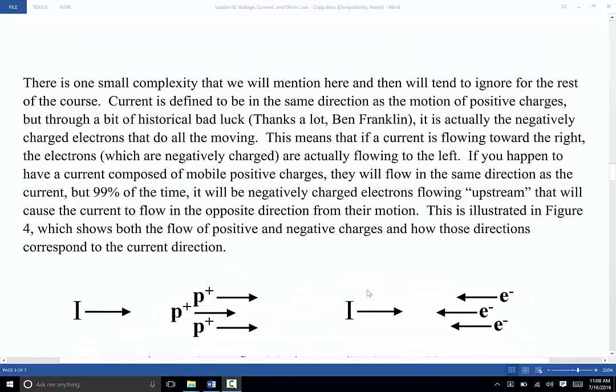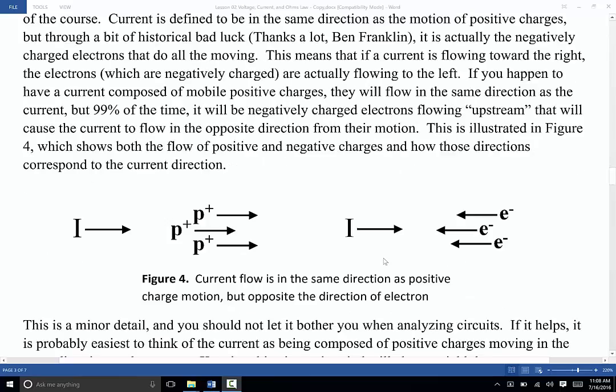Now, there's one little tiny complexity here before we wrap up our discussion of current, and that is a sort of historical anomaly. We just had bad luck because Ben Franklin happened to pick the wrong quantity. As I mentioned to you last time, electrons are the things that actually flow around the circuit. Unfortunately for us, electrons have a negative charge. So current is defined to be the motion of positive charges. As the electrons are moving, yes, they're leading to current, but unfortunately the current is going in the opposite direction of the motion of the charges.